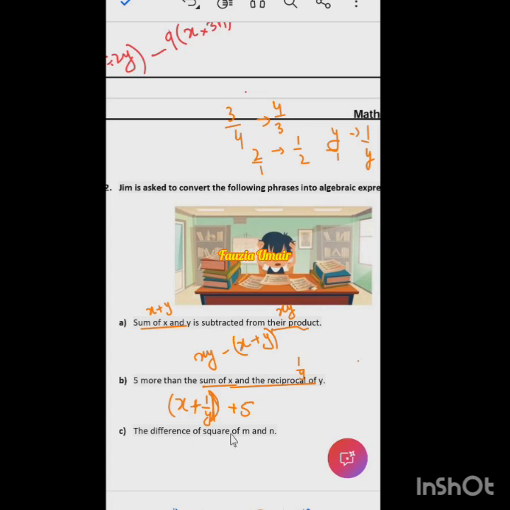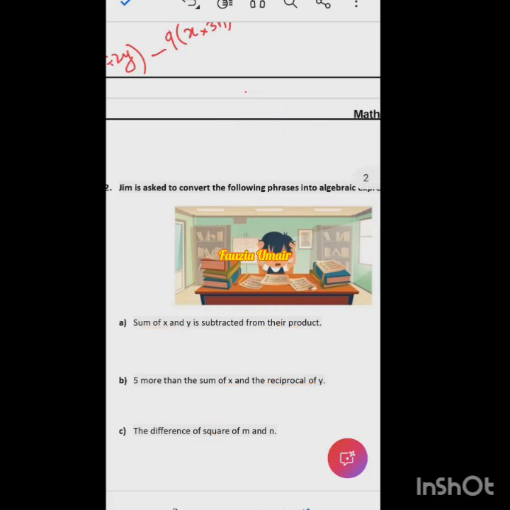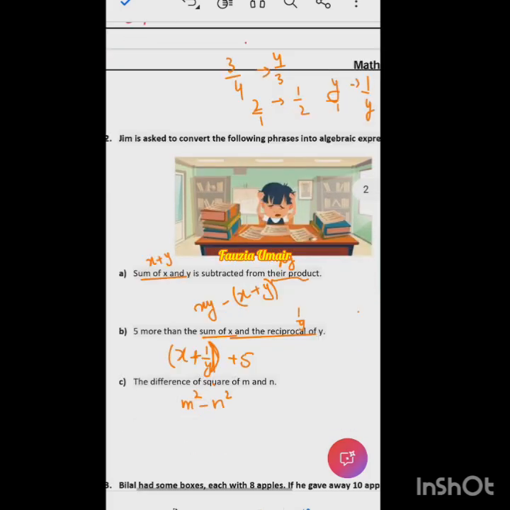The difference of the squares of m and n. Square of m and n. m to the power 2, m square minus n square. The difference of the squares of m and n, right? Yes, ma'am.